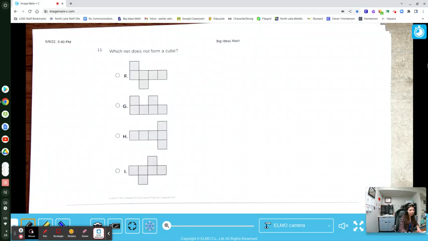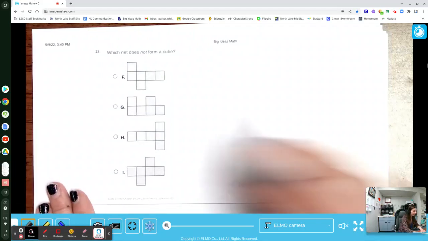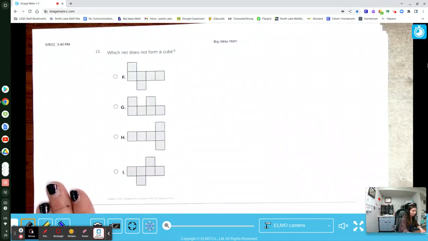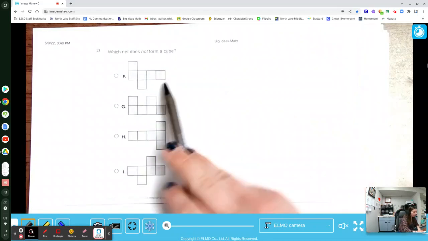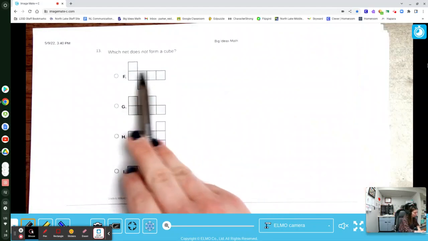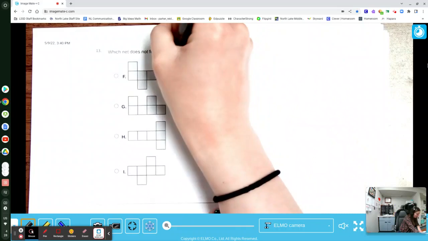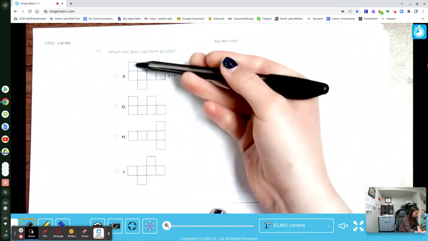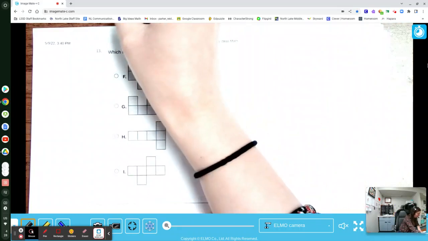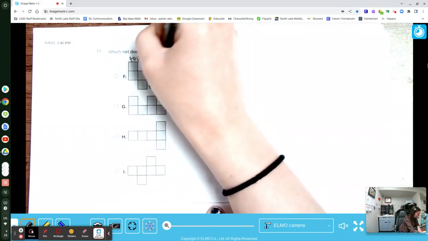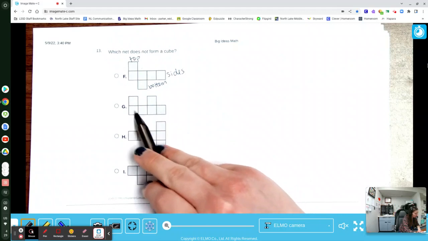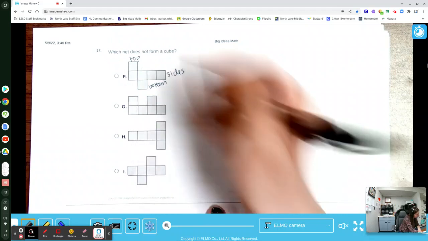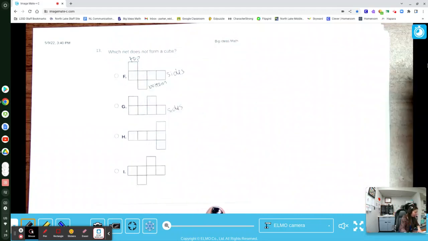All right, question 13, which net does not form a cube? So we want to think about, if I were to take these and fold them up, which ones would make a cube and what's the one that wouldn't make a cube. So if I imagine kind of rolling these around each other, those would form the 4 sides of my cube, and then this one could fold over the top and that could fold over the bottom. So that one would form a cube. Now this one, if I tried to do the same thing and fold these around the outsides, I would have 2 on the top, and then the bottom wouldn't have anything.